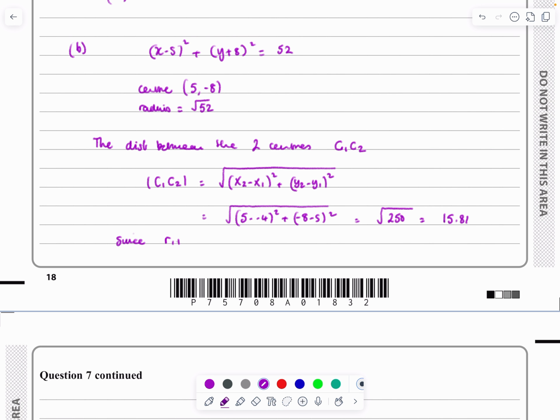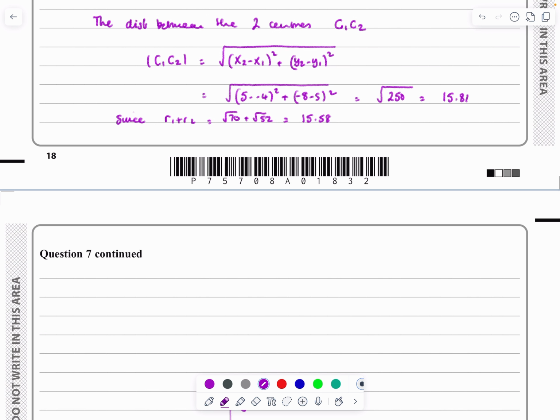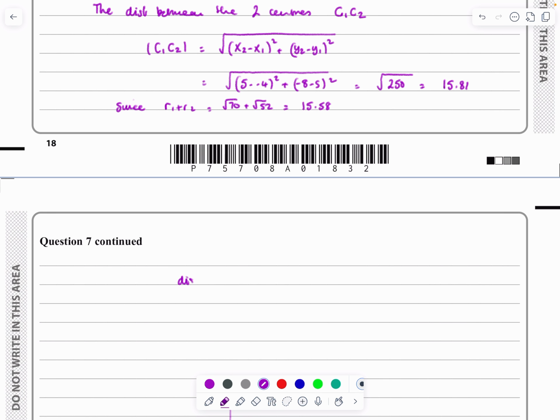Since R1 plus R2, which equals root 70 plus root 52, only equals 15.58, what that shows then is that there is a gap between them. So it's just how I say that. I'm going to say the distance between the centres is greater than R1 plus R2. Therefore, there is a gap. Therefore, they do not meet.